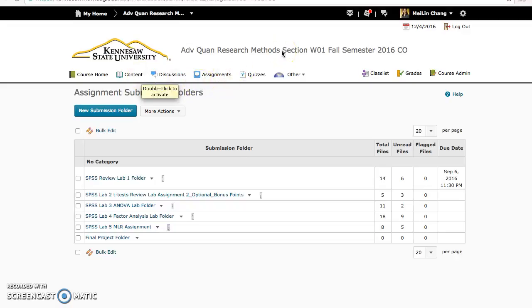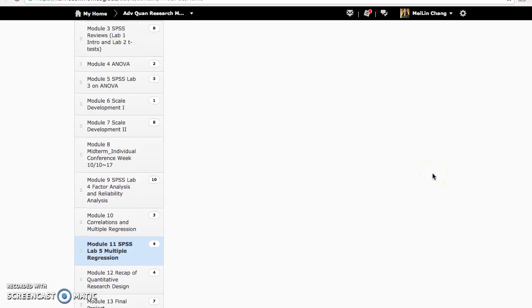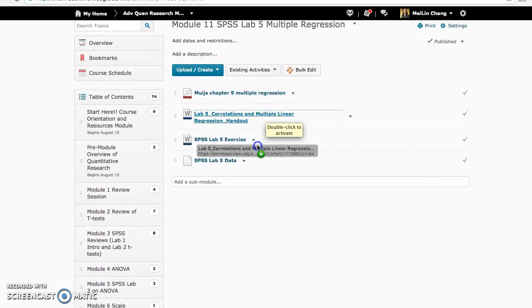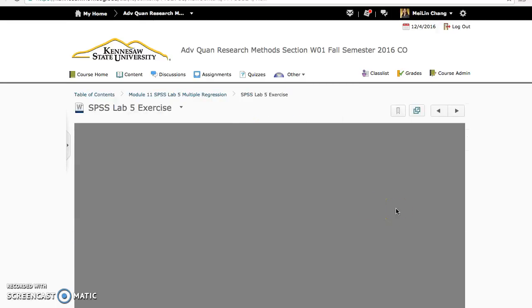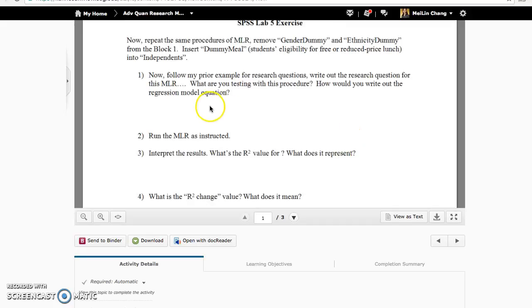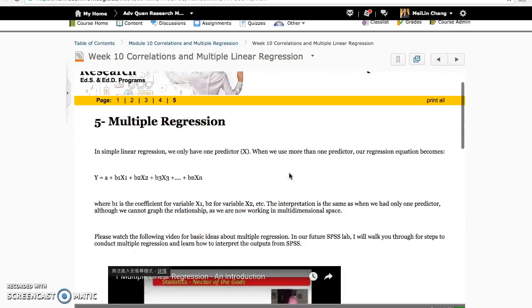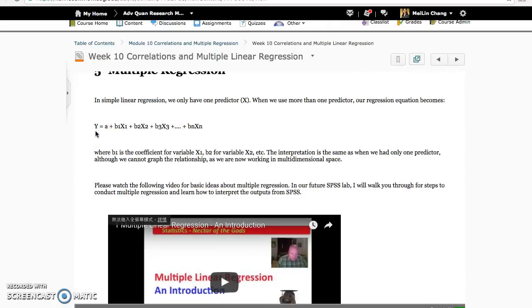The first confusion is about how to report the equation for the multiple linear regression question I asked you to do. Let me first open the assignment. So the first question was about how to write out this regression model equation. Okay, so I want to bring you back to module 10, the correlation and multiple linear regression module. On page 5 here, I've listed the equation for the multiple linear regression.